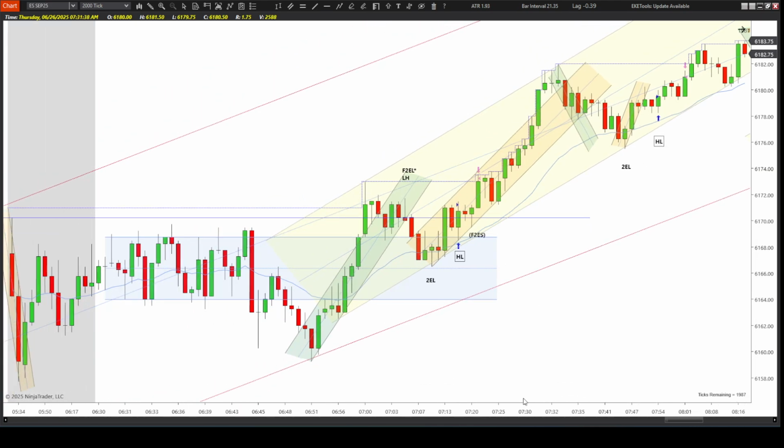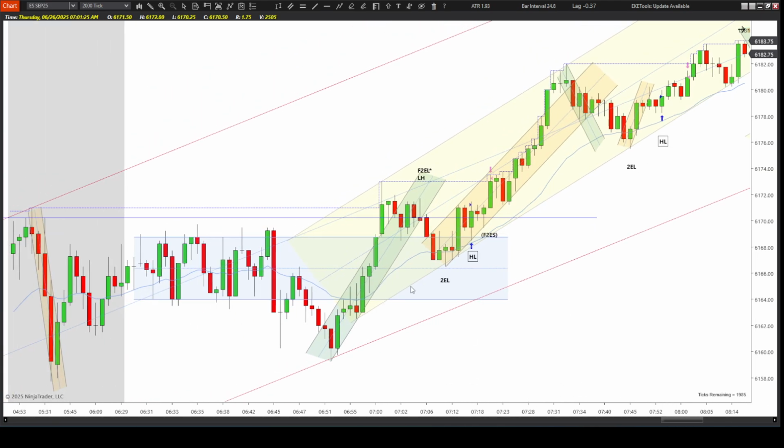At this point, I'm feeling pretty strongly that this yellow up channel support, the support side at least, is pretty reliable. So now I'm looking for any reason to go long when it comes back down to here. And it's not super reliable on the high side because it's only one touch, two touch, but at least I can trust this low side, especially if it gets close to the EMA.